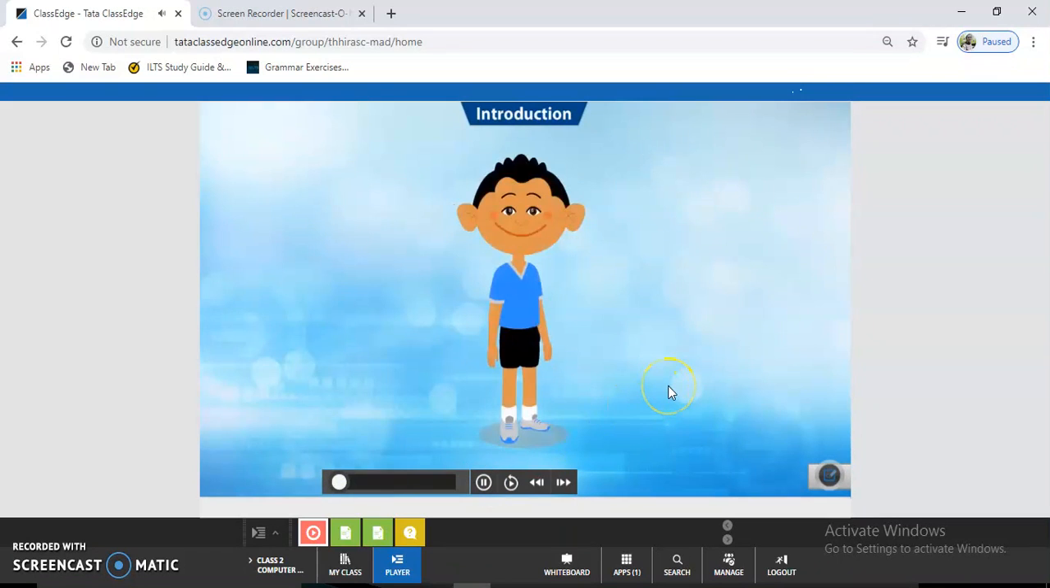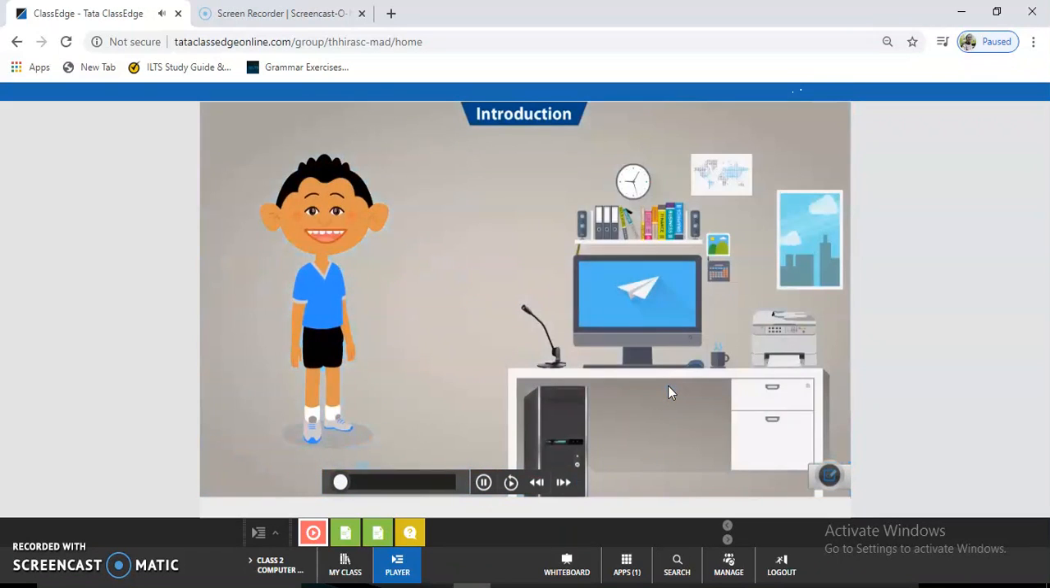Hello friends. Welcome to my room. This is my computer. I have attached different electronic parts to my computer, such as printer, scanner, speakers, microphone, hard disk, floppy disk, pen drive, and so on. Do you have any idea about these parts? All these components are called parts of a computer.